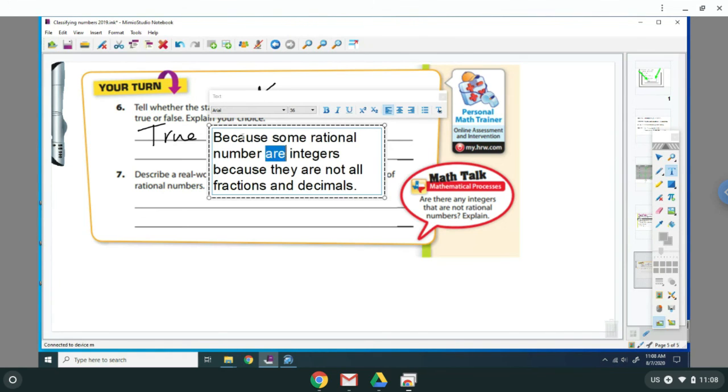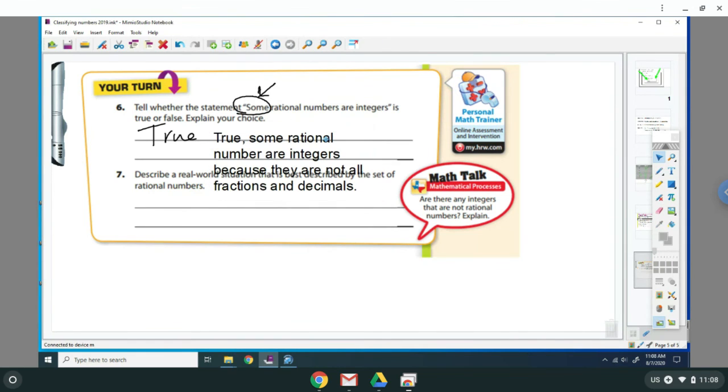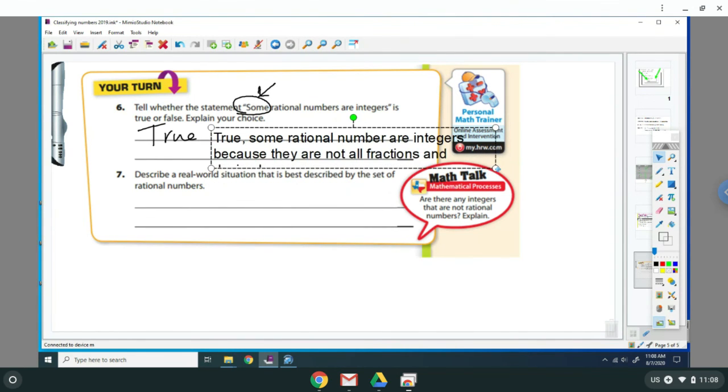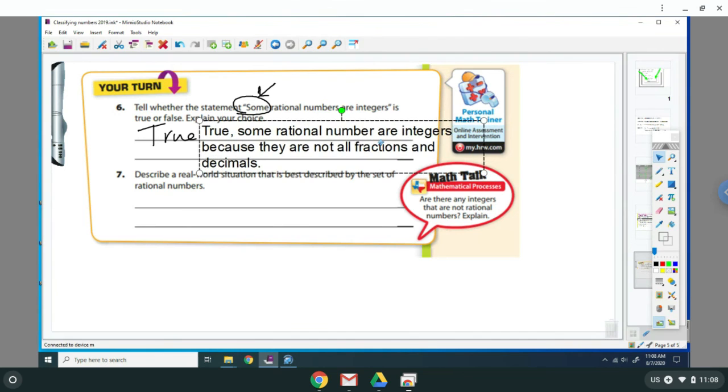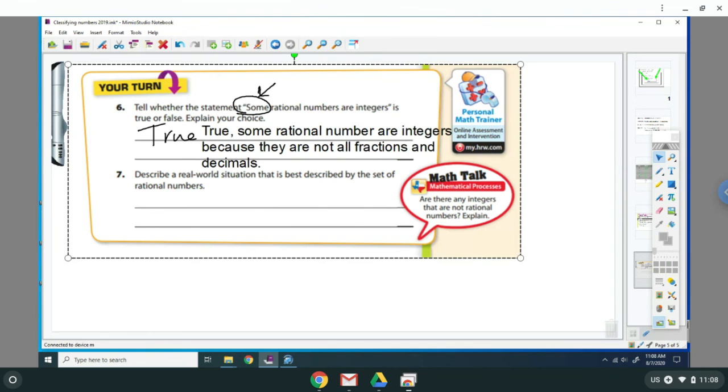Let's make this grammatically correct. So some rational numbers are integers because they're not all fractions and decimals. Okay, and then you can skip number 7 because I don't need a real situation. We're just talking about classifying today.